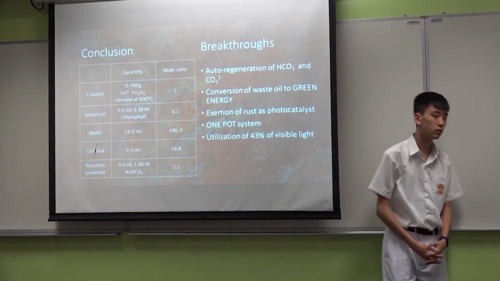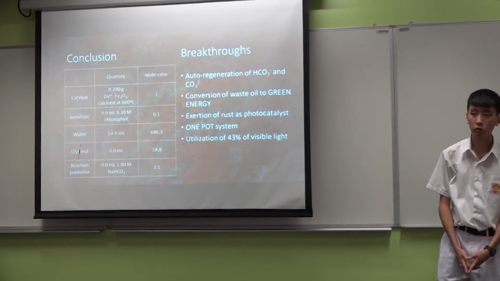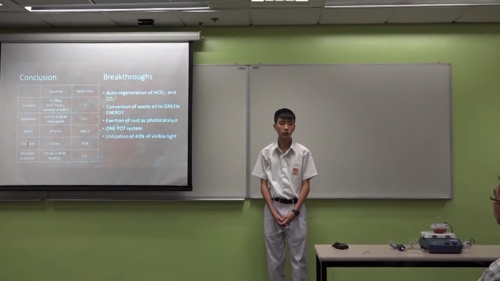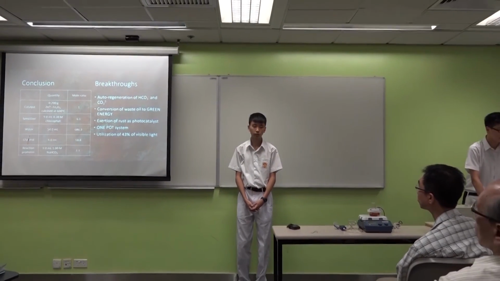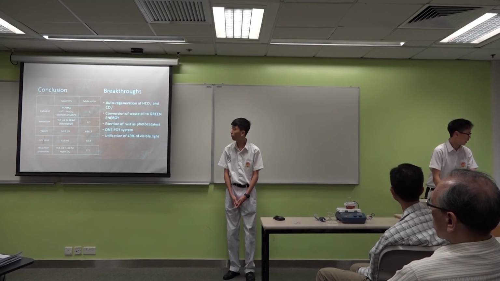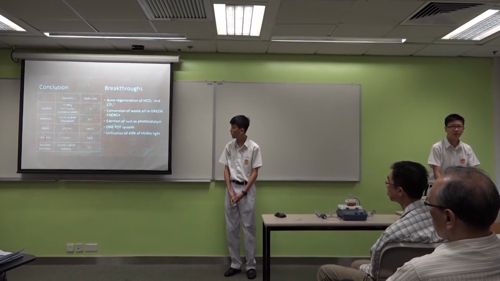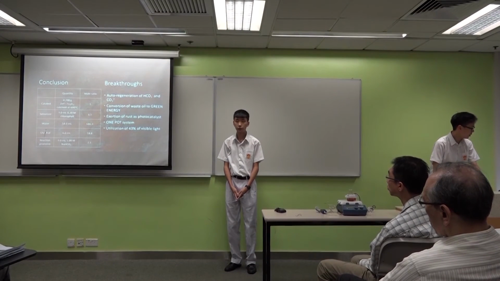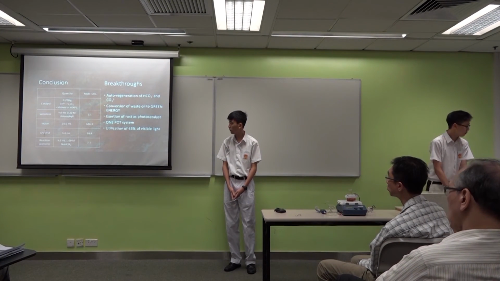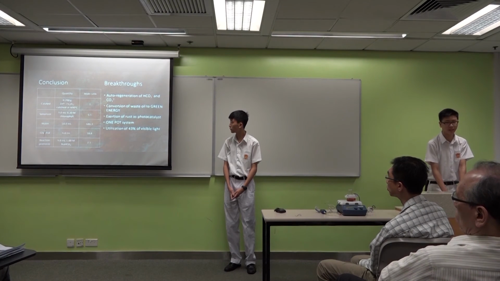So in conclusion, we found that the best catalyst is 0.7 gram zinc doped iron peroxide calcined at 600 degrees Celsius. And the best sensitizer is 9 ml of 0.3 molar chlorophyll. And the best water to glycerol ratio is 54 ml to 6 ml. And the best reaction promoter is 9 ml of 1 molar sodium hydrogen carbonate.